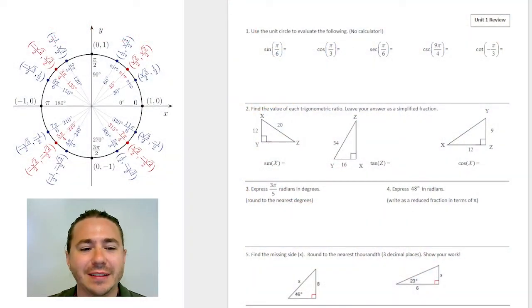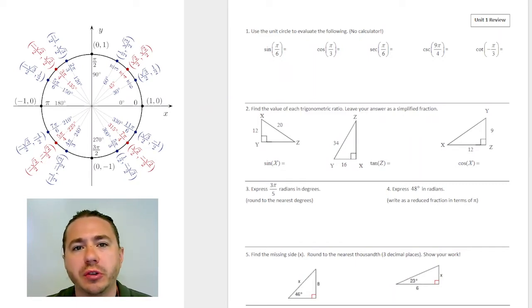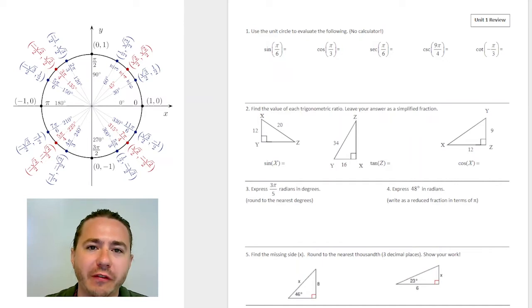Hey y'all, welcome back. Let's go ahead and review Unit 1. So this whole unit has been all about angle measures and right triangles and most importantly the unit circle, which we'll use to evaluate different trig functions. So let's jump right into it.